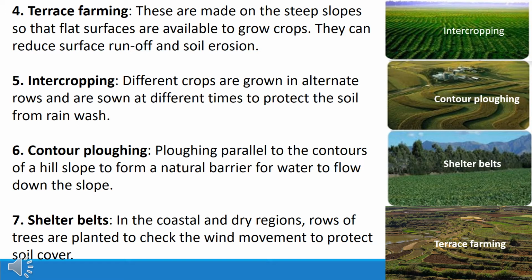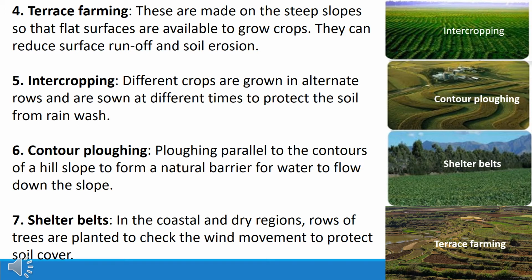The fourth method of soil conservation is terrace farming. These are made on the steep slopes so that flat surfaces are available to grow crops. It resembles a giant's steps-like structure. They can reduce surface runoff and soil erosion.